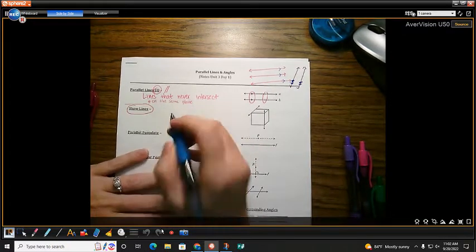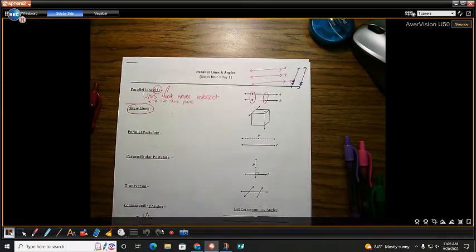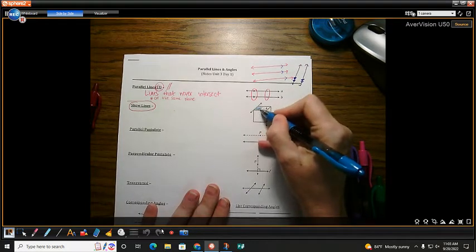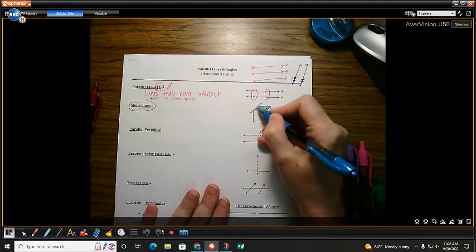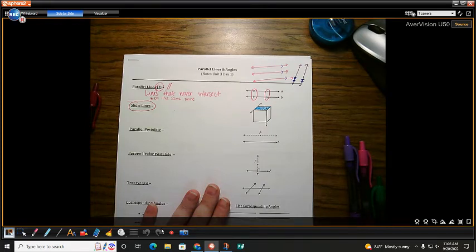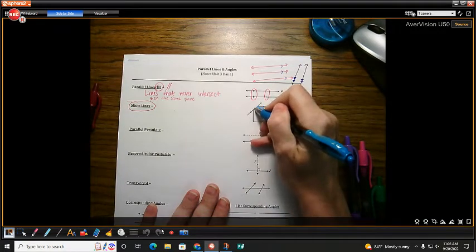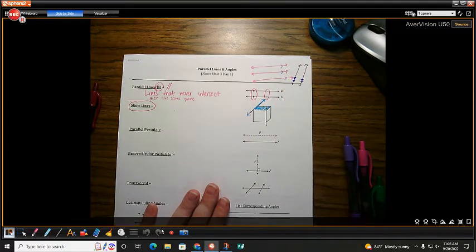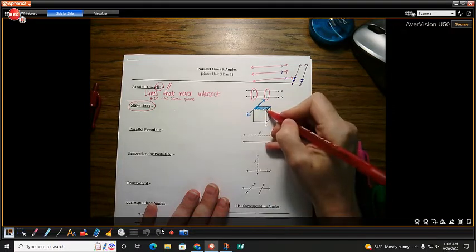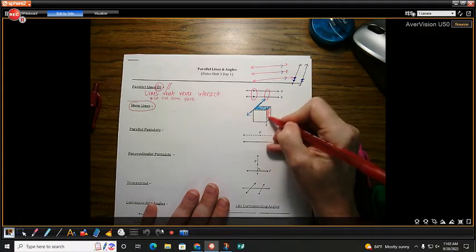Skew lines are lines that don't intersect, but they're also not parallel. So they're on different planes. Because they're on different planes. So I'm going to color the top plane here. And I want you to picture this edge of this top plane being its own line. And then I'm going to color this side plane a different color.